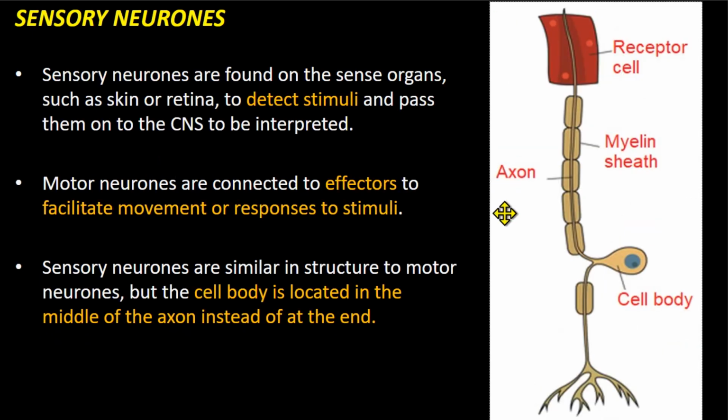Here we have a sensory neuron. So sensory neurons are found on the sense organs, such as the skin or the retina. They detect stimuli and pass them on to the central nervous system to be interpreted. Motor neurons are connected to effectors to facilitate movement or responses to stimuli. Remember, motor comes like movement, it's mostly connected to muscles or glands. Sensory neurons are similar in structure to motor neurons, but the cell body is located in the middle of the axon instead of at the end.